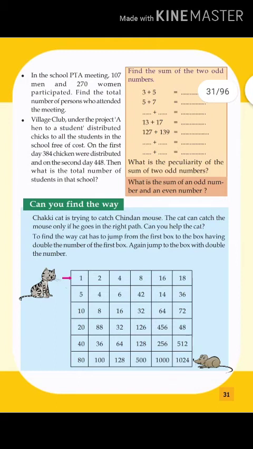Then next problem. Village club under the project, handed to a student, distributed chicks to all the students in the school free of cost. On the first day, 384 chicks were distributed and on the second day, 448. Then what is the total number of students in that school? Write the steps and add the two numbers and find out the answer. It is also a homework. Then we will listen to the page number 30, odd or even.